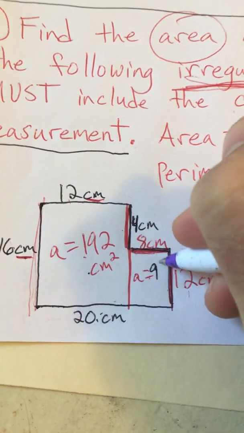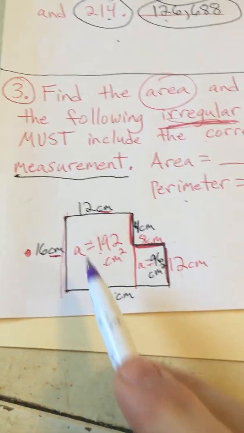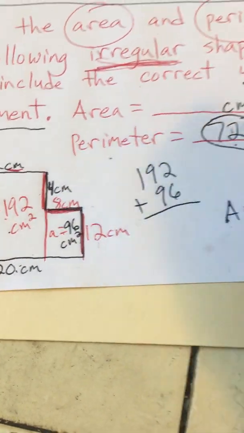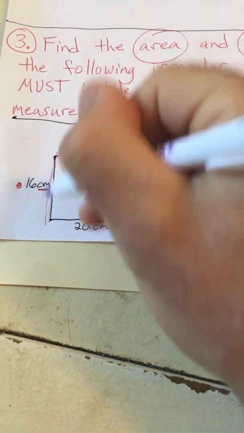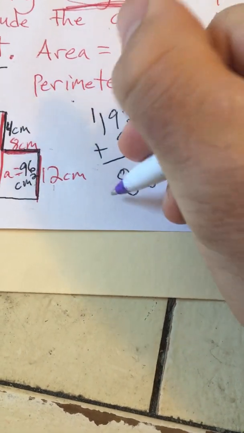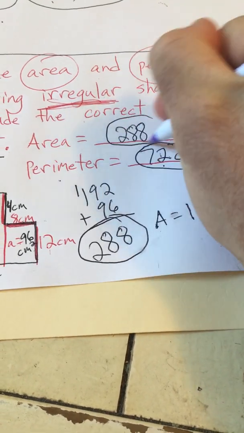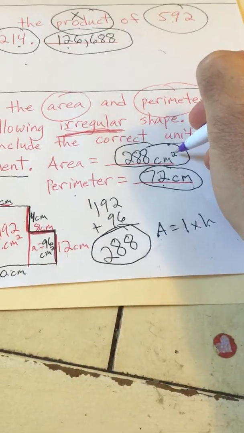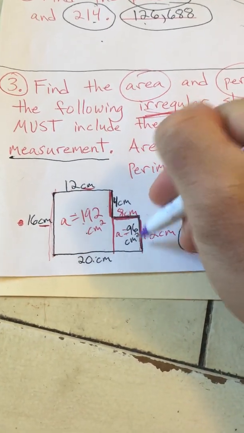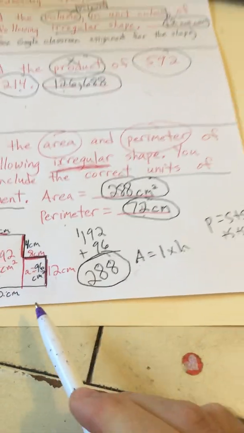So if this section, the area is 96 centimeters squared, and this section is 192 centimeters squared, we're going to add those two numbers. 192 plus 96. That will get us the area of the whole irregular shape. 6 plus 2 is 8. 9 plus 9 is 18. 1 plus 1 is 2. So the final answer is 288 centimeters squared. And you need to have centimeters squared because we did centimeters times centimeters for this part, and centimeters times centimeters for this part, which are centimeters squared. Added those two up, and then we have the total area.